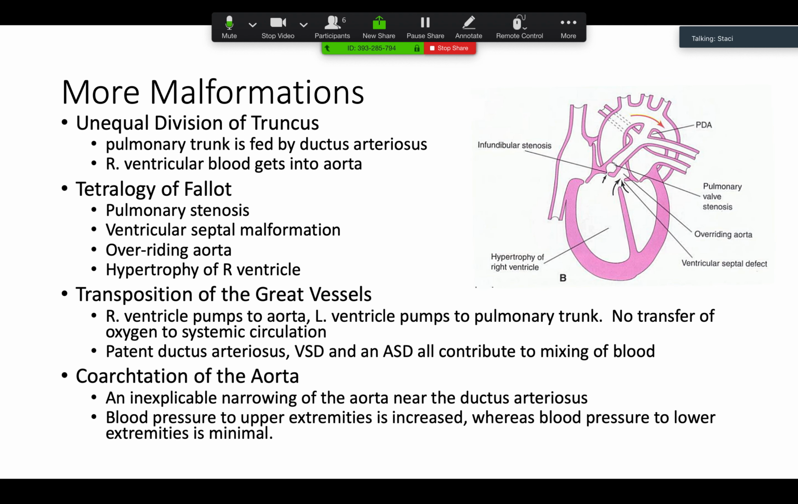Okay, so here's some more. Unequal division of the truncus. So the pulmonary trunk is fed by the ductus arteriosus, and so the right ventricular blood gets into the aorta.